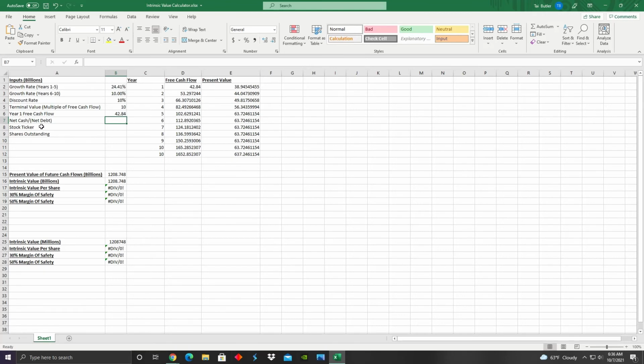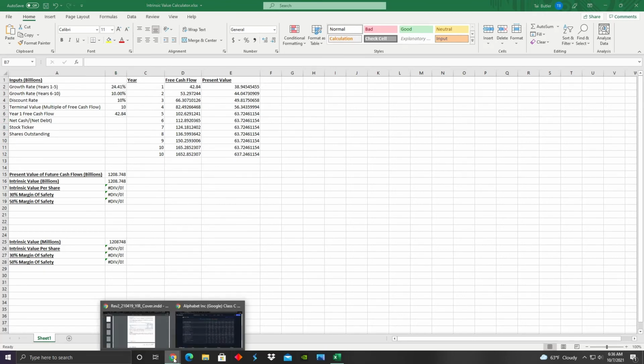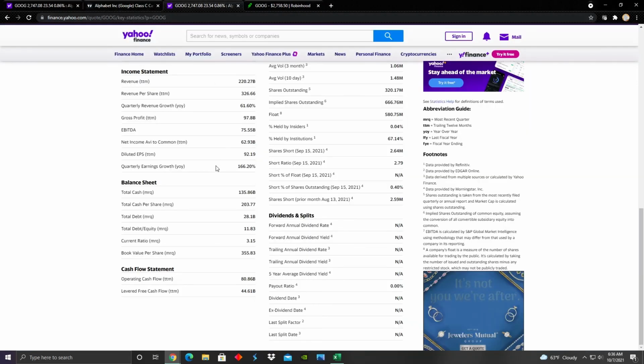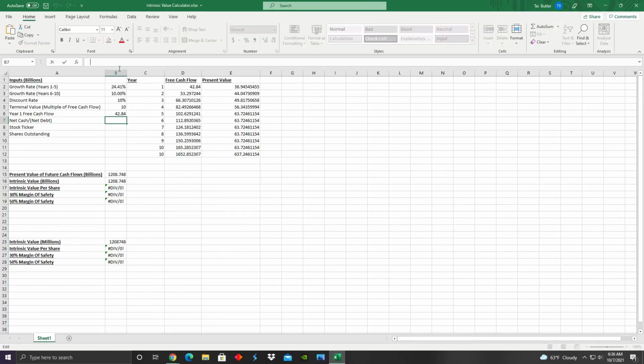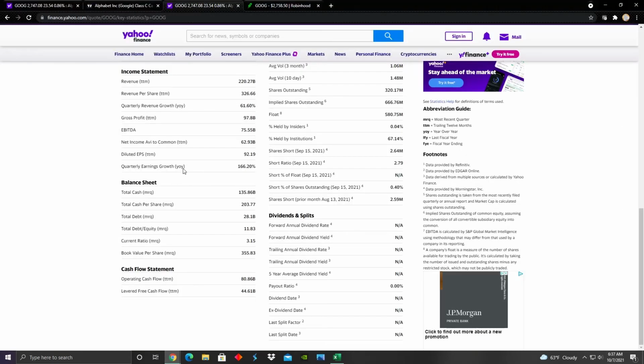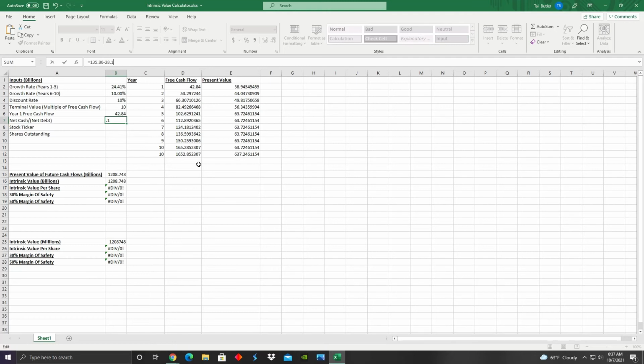Now I want to look at their net cash minus their net debt. And the way I can do that is just going to Yahoo Finance, their balance sheet. We can see their total cash was 135.86 billion. So I'm going to say minus their net debt, which is 28.1 billion. And we can see that their net cash minus net debt comes out to 107.76 billion.